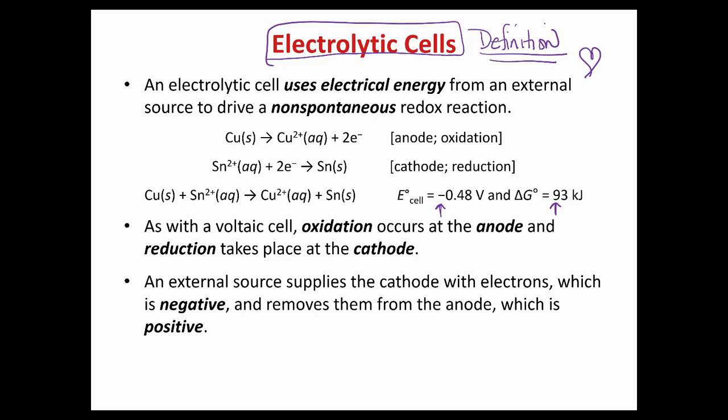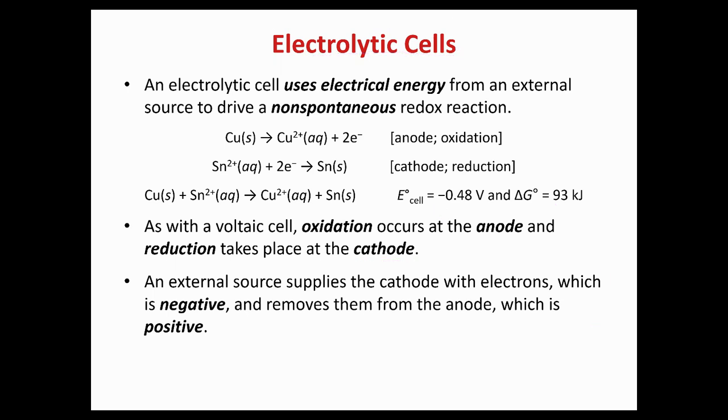Now, in the electrolytic cell, oxidation still occurs at the anode and reduction still takes place at the cathode. But because you're supplying an outside current of electricity for the reduction, the cathode is negative. Excuse me. So that's the difference.